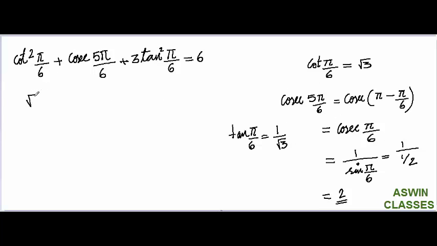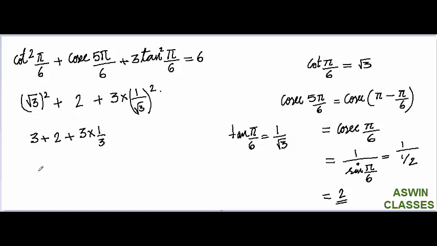Here it will be root 3 square plus cosec 5 pi by 6, which is 2, plus 3 into tan pi by 6, which is 1 by root 3, whole square. So this is equal to 3 plus 2 plus 3 into 1 by 3. 3 plus 2 plus this one is 1. So the value is 6, which gives the RHS. Hence the proof.